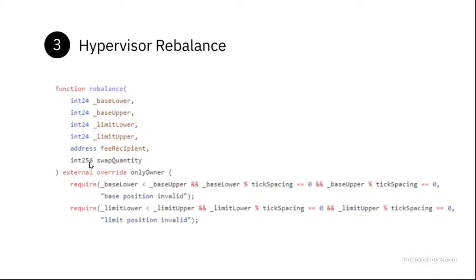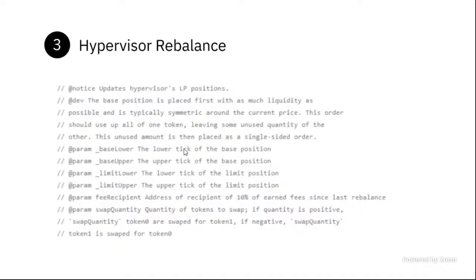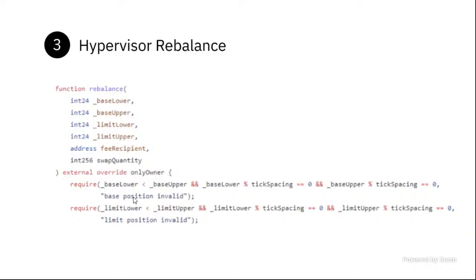And in case you choose to swap, this swap quantity parameter executes these swaps. If it's positive, it'll basically swap token 0 for token 1, and if negative, it goes in the other direction. Please make sure to be careful to use the decimals of the tokens appropriately.